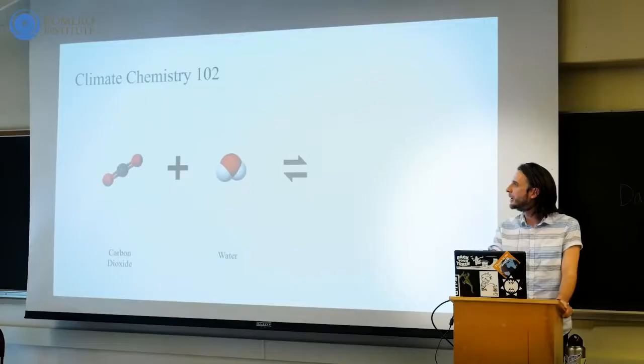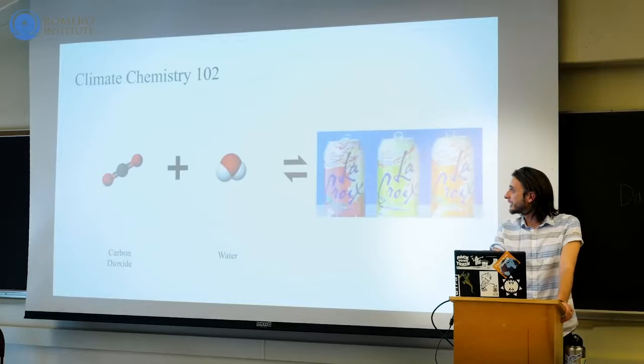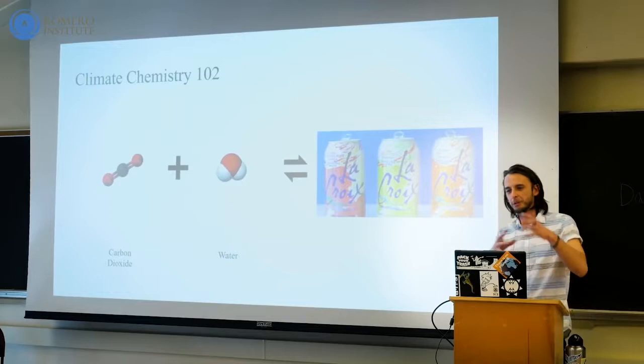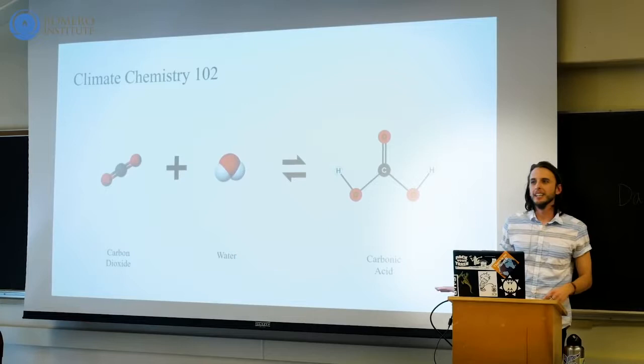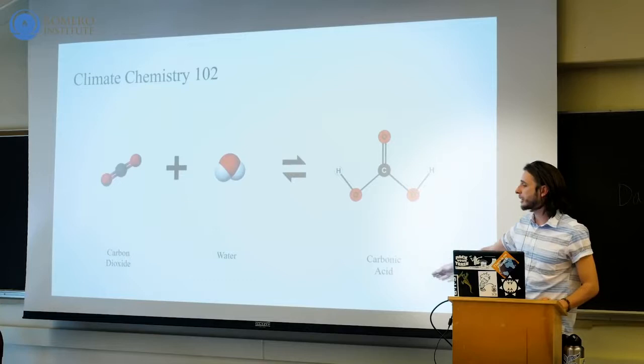Can anybody tell me what happens when you mix carbon dioxide and water together? This one's a little bit more advanced. Well, I can tell you what you don't get. I mean, you do get this, actually, but you have to mix in the gas with the liquid. They don't go together. Really, you get carbonic acid. It's a weak acid, just a little bit weaker than citric acid, but it still causes an effect. This is basic chemistry: when you mix carbon dioxide and water together, you get carbonic acid.